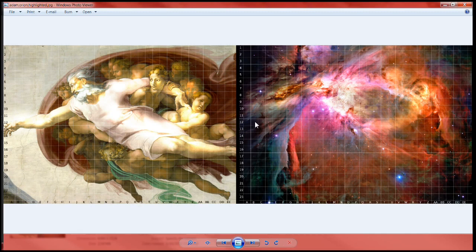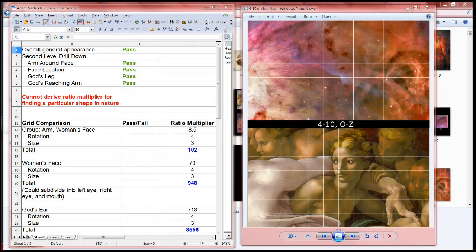In fact, his is more of an inkblot test. What we're doing here is pattern matching. So now we've established how that's going to be done, let's start doing some grid-to-grid comparisons. Okay, so I've created a spreadsheet so that we can keep track of the numbers, keep track of the pass-fail here.